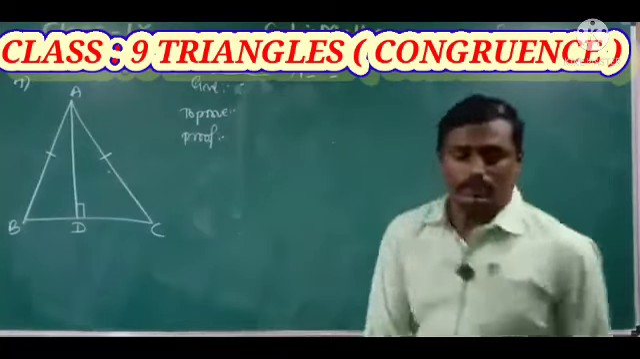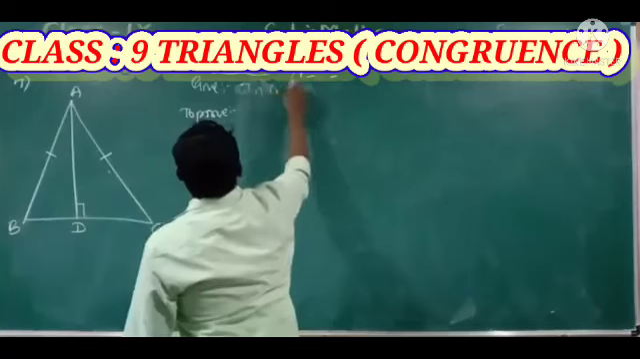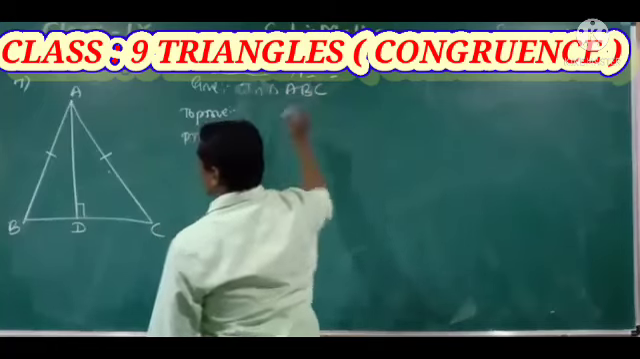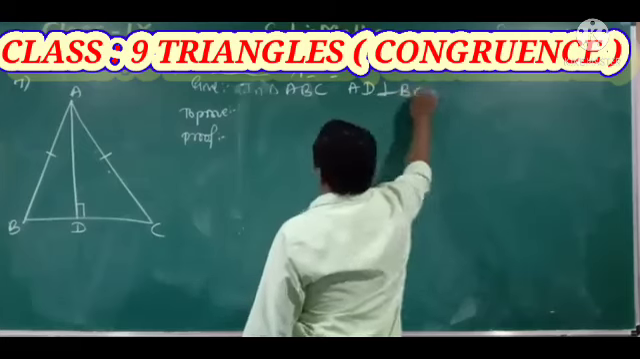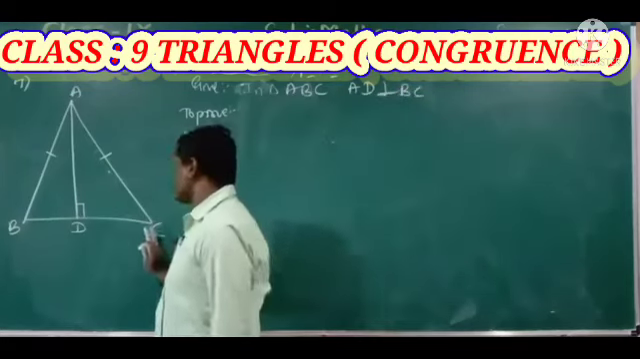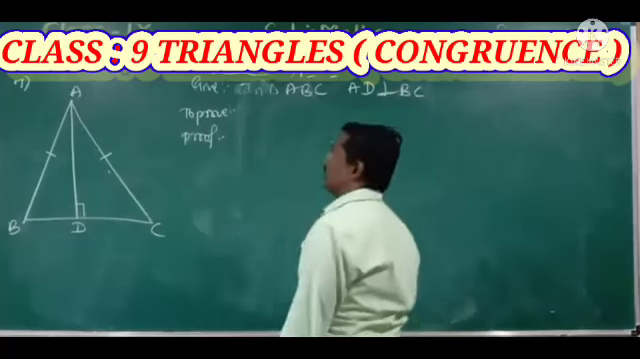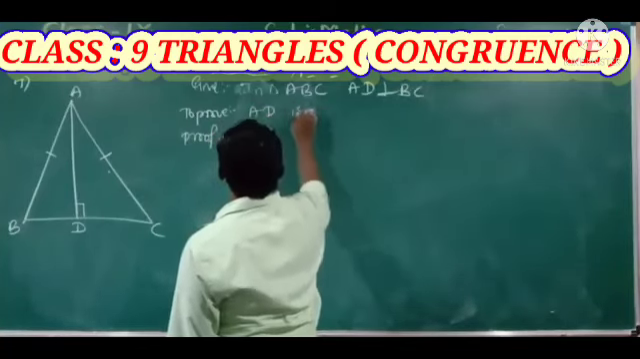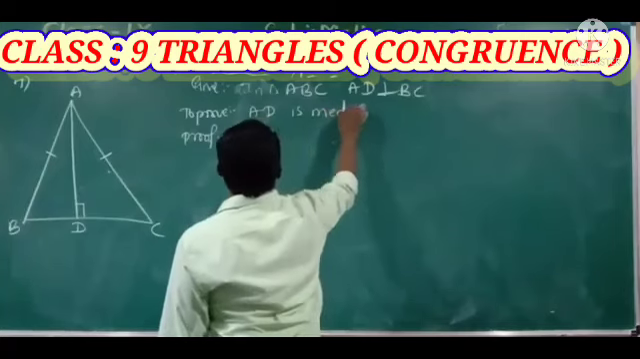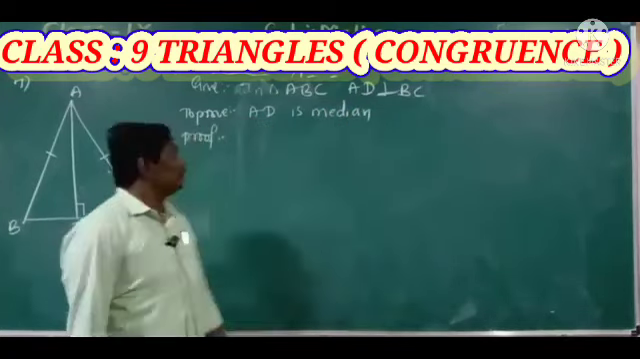First one is in triangle ABC, AD is perpendicular to BC. In triangle ABC, AD is perpendicular to BC. So what do you have to prove here? You need to prove that AD is a median of the triangle ABC.